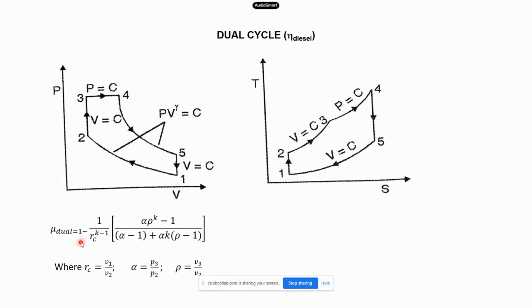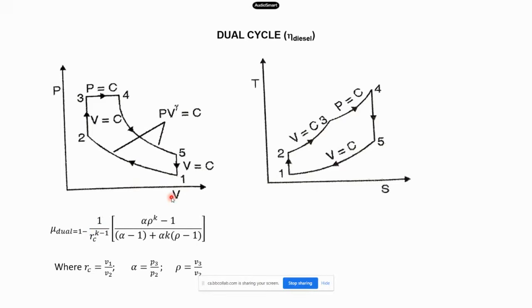Now again, for the efficiency, there are a whole lot of things that you haven't seen before. The first one is rc, the compression ratio, to the power gamma minus 1. Then there is the pressure ratio, which is P3 over P2. The pressure ratio multiplied by the cutoff ratio to the power gamma minus 1, over the pressure ratio minus 1, plus gamma multiplied by the pressure ratio times the cutoff ratio minus 1. We will explain this when we do examples. Do you have to memorize this? No, in the exam, we give you these formulas as well for the mid-year test, so there's no need for you to memorize.